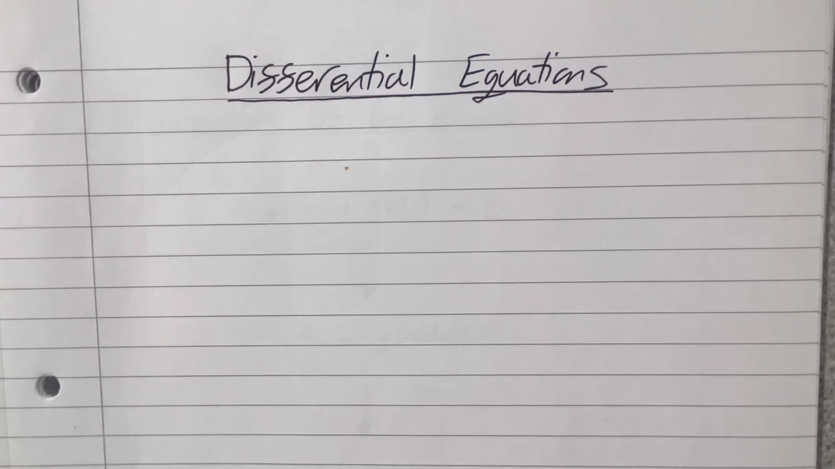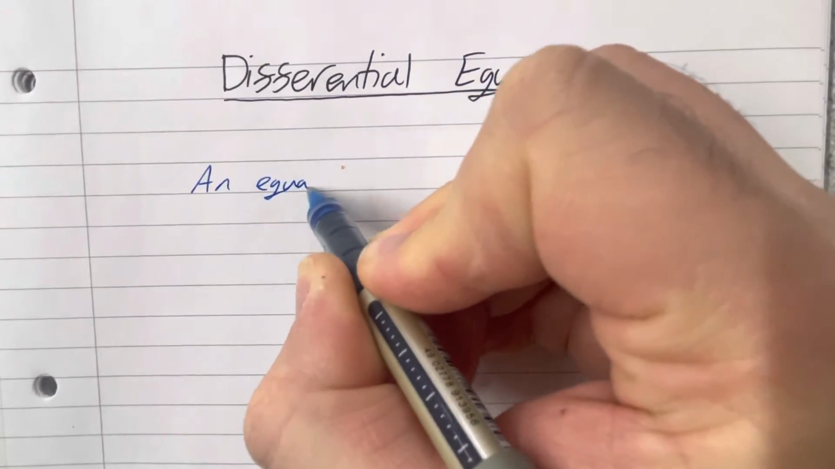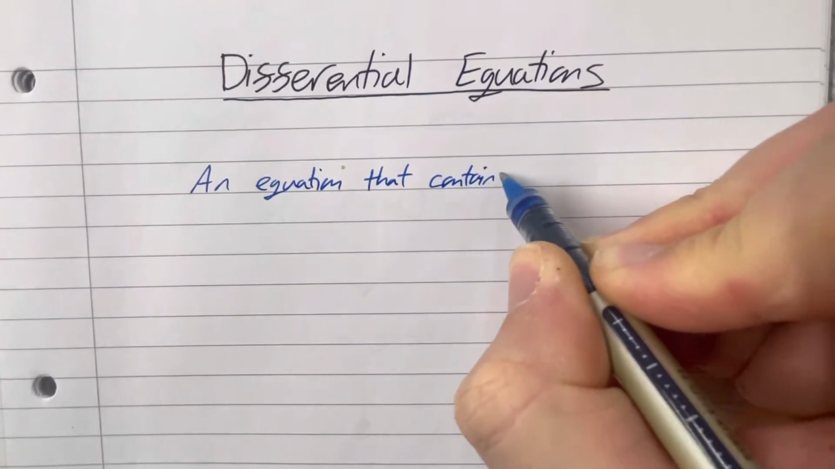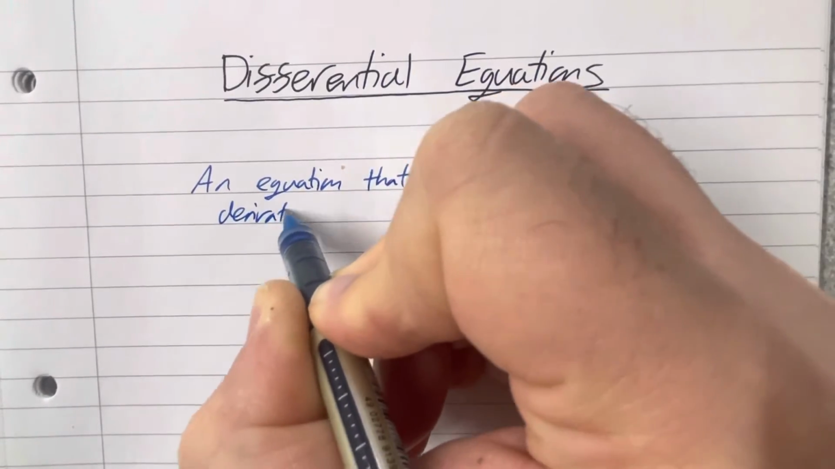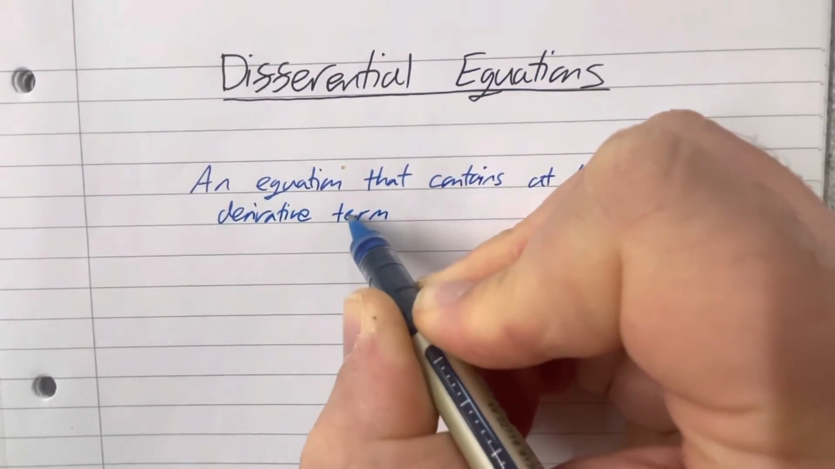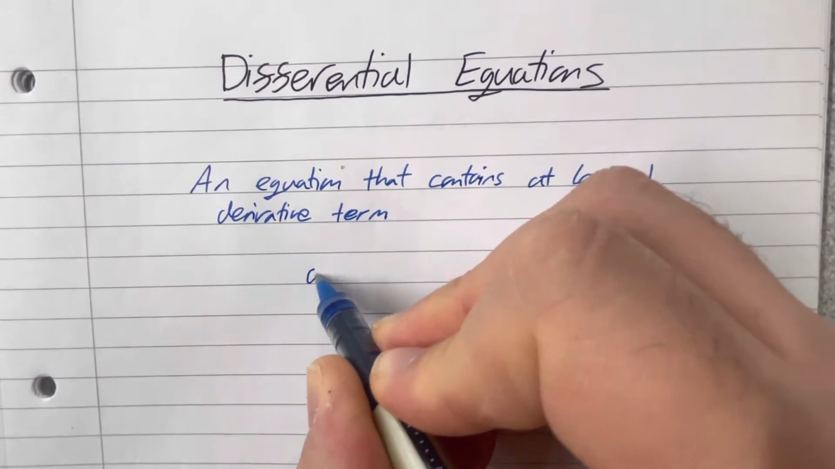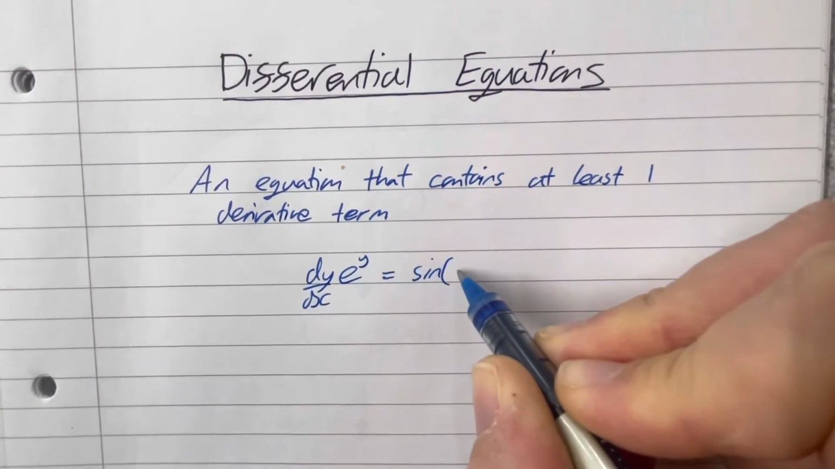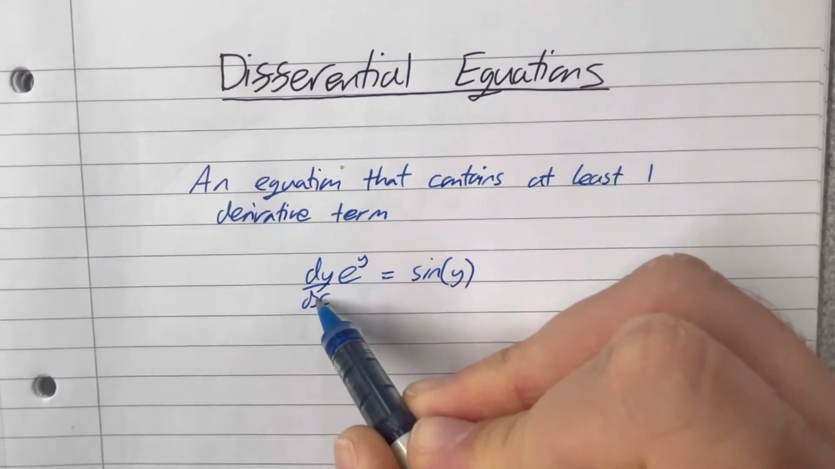This is probably one of my favourite topics on the A-level specification, differential equations. A differential equation is an equation that contains at least one derivative term. It might be the gradient term, or it might be a higher order derivative. For example, you might have dy by dx times e to the y equals sine of y. That's a differential equation because it's an equation which contains a derivative.